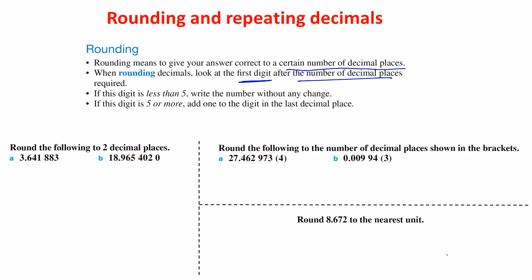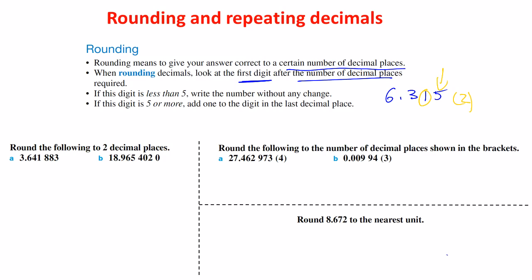So for example, 6.315. Our number of decimal places is, say, 2. We go to 2 decimal places, so we go right 2 places from the decimal point. So that's the 1. Then we look at the number after it.